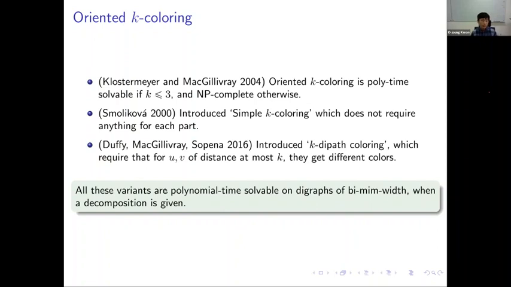And also Dufy, McGillivray and Sopena introduced a k-dipath coloring, which requires that every two vertices of distance at most k get different colors. So this can be represented by powers of digraphs. So the conclusion is that all these variants are polytime solvable on digraphs of bounded bi-mim-width.